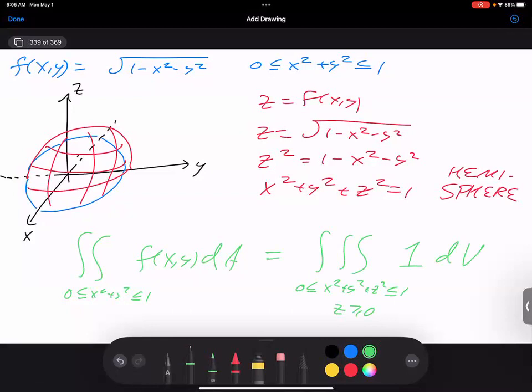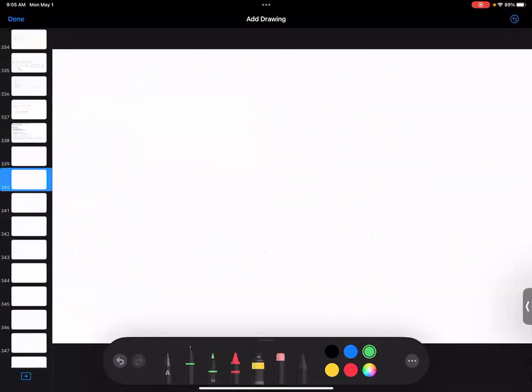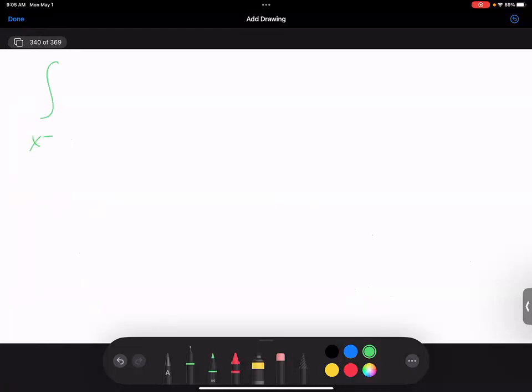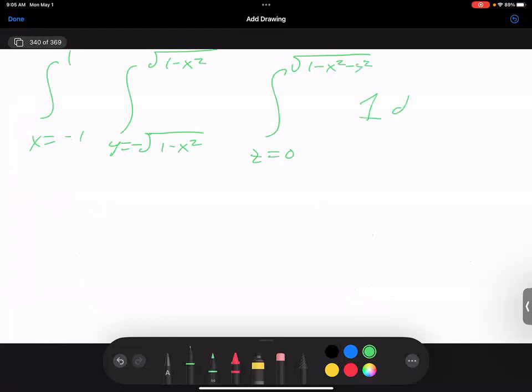If you think about it, what's happening in the first one is I pick a place in the xy plane and I go all the way up to the top of my surface. Well, if I write the other integral really explicitly, let's say x goes from -1 to 1, y is going to go from negative square root of 1 minus x squared to the square root of 1 minus x squared. Z is going to go from 0 to the square root of 1 minus x squared minus y squared, 1 dz, dy, dx.